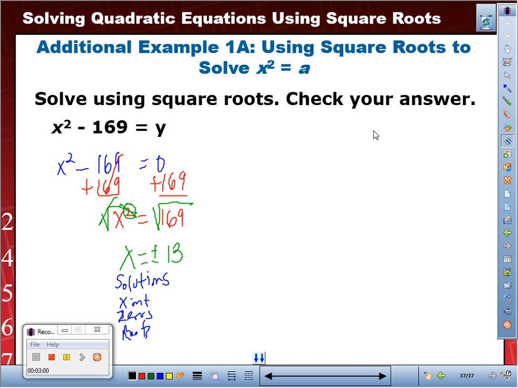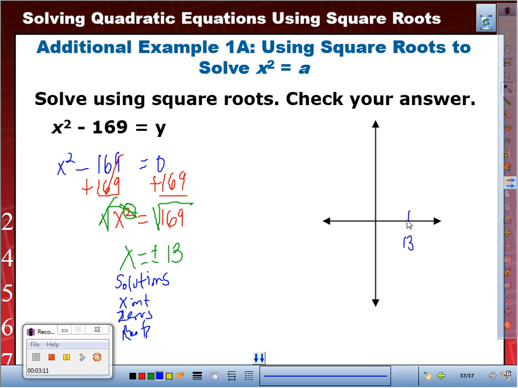Let's graph this. Alright, so my roots are what? 13 and negative 13. What is my y-intercept? My y-intercept was negative 169. And my parabola looks like this. Also, you use the original one still? Of course. Okay, so now let's check to see if it works.